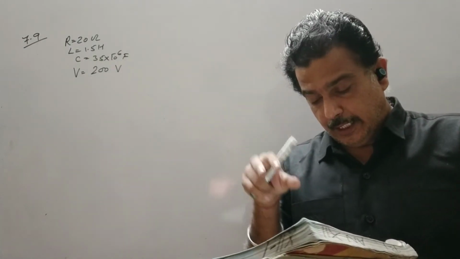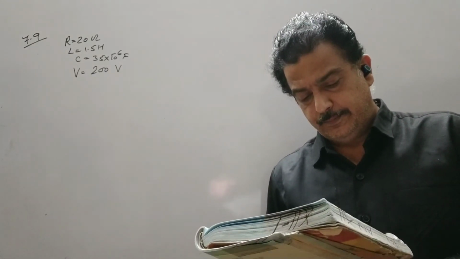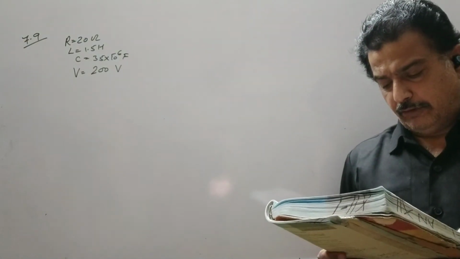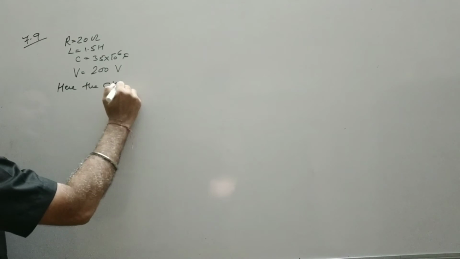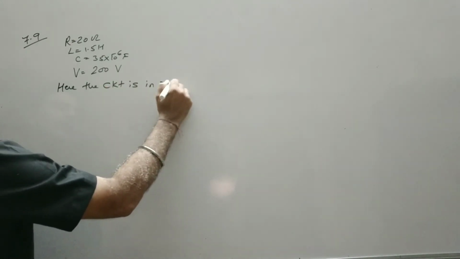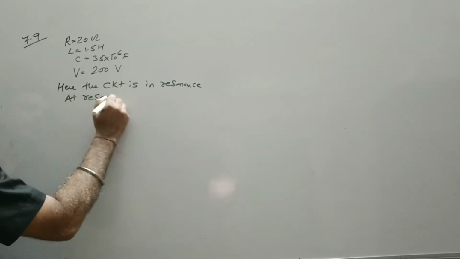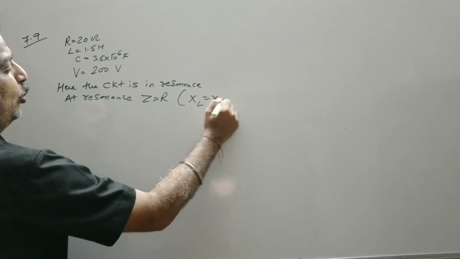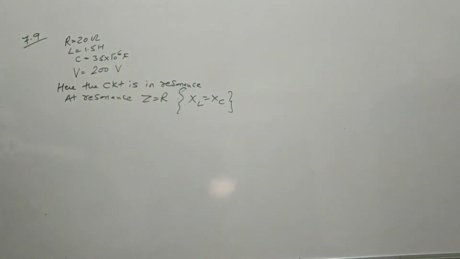So indirectly it says that the circuit is in resonance. Then what is the power transferred to the circuit in one complete cycle? So here the circuit is in resonance. At resonance, we know Z is equal to R only, because XL is equal to XC. So Z is equal to R itself, which is 20 ohms.